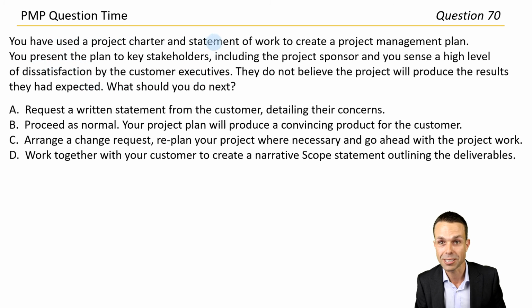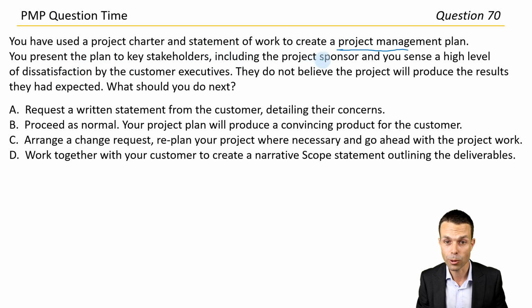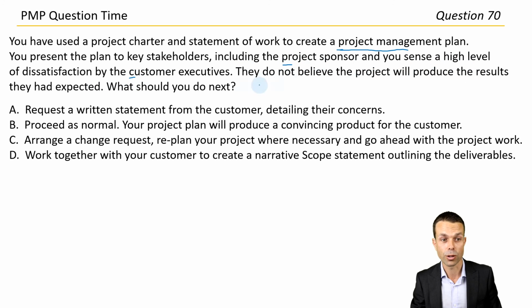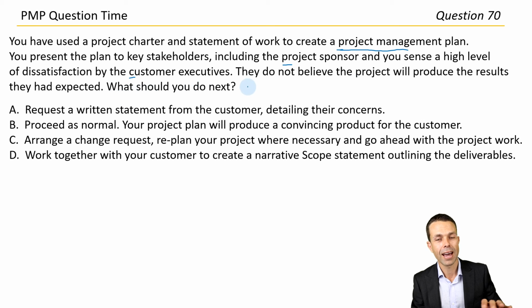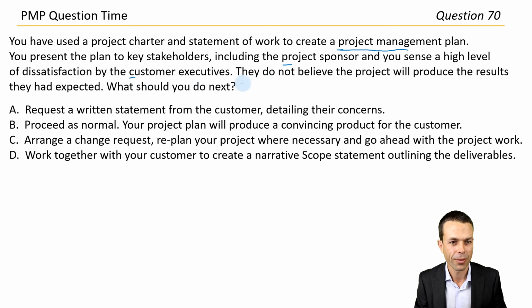You have used a project charter and statement to create the project management plan. Fantastic. You present the plan to key stakeholders. Good. Including the project sponsor. Fantastic. And you sense a high level of dissatisfaction by the customer executives. Okay. They don't believe that the project will produce the results that they had expected. What should you do next? Okay, so how do we help them come on board for this?